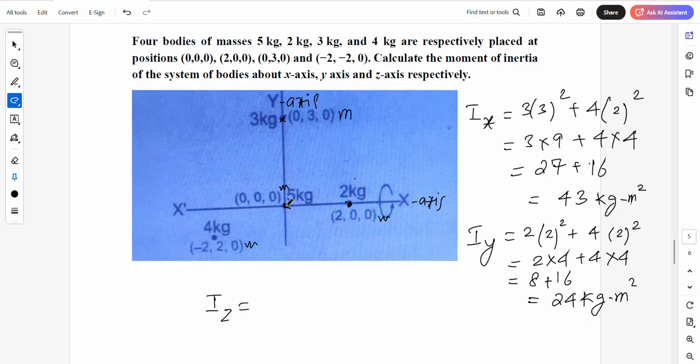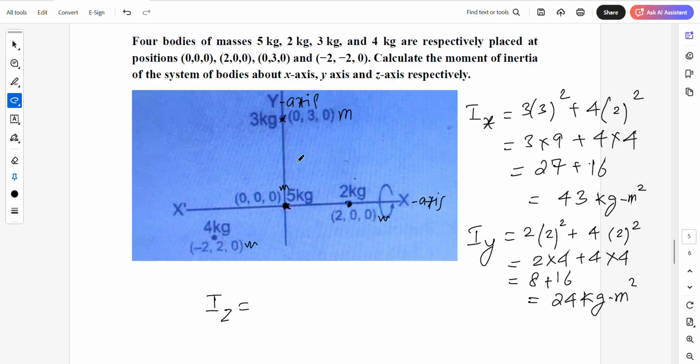Iz. For Iz, where is Iz? You have to assume Z is into the plane of the paper, into the plane of the board. You have to consider it like this: either it is coming outside the plane of the board or going inside the plane of the board. At that time, you should consider the contribution of how many masses? 3 masses. 5 kg will not be there.